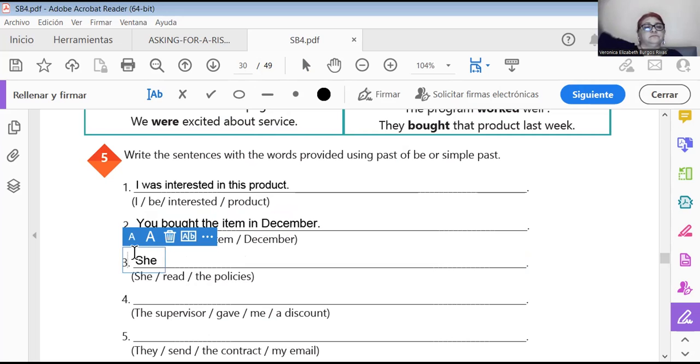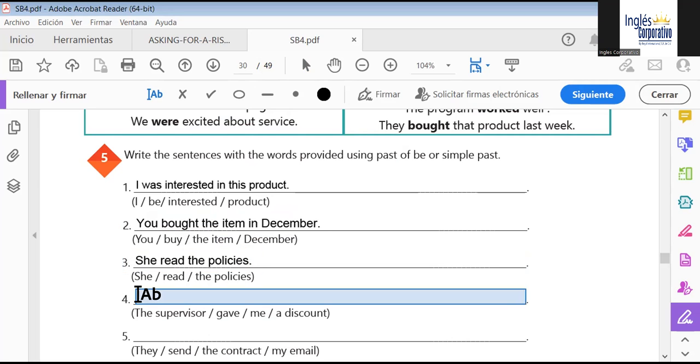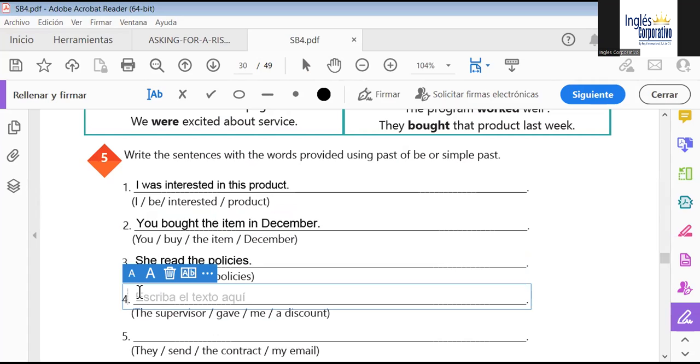It was. She read the policies. Read. So the only difference is the pronunciation. She read, right? Number four.